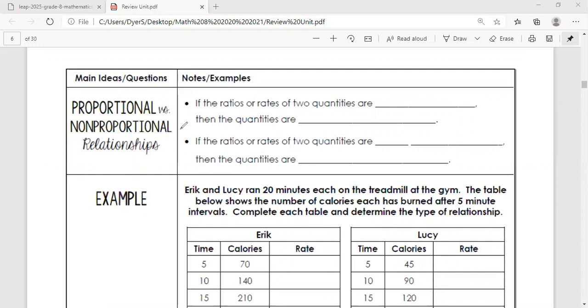So let's see here. We're talking about proportional and non-proportional. And I know that you have had experience with this in 6th and 7th grade. So if ratios or rates of two quantities are equivalent, let's write that down here. Equivalent. Then the quantities are proportional. So we're looking for equivalent ratios.